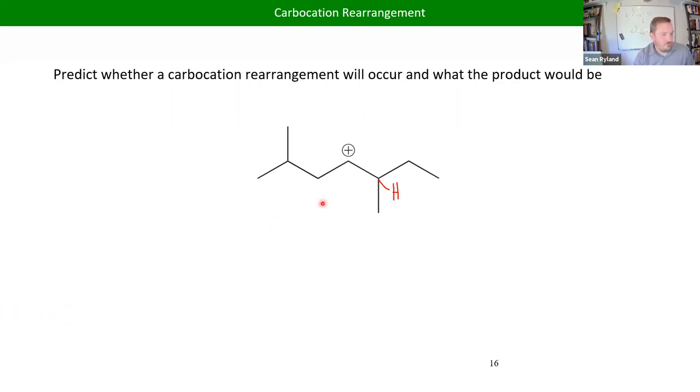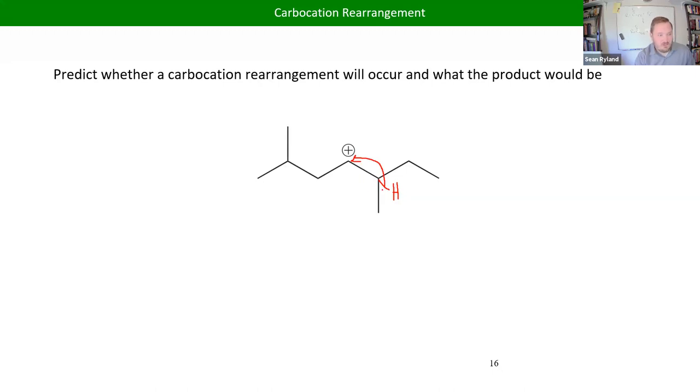If we move something from this carbon, we can either move a hydrogen over, and then that puts a positive charge here, right, on a tertiary carbocation. Or we just learned we can move a methyl over, but if we moved a methyl over, we'd still have a secondary carbocation, right? We wouldn't be making it any more stable. And plus, a methyl shift is much slower than a hydrogen shift. So if we have a hydrogen to move, that's what we'll move.